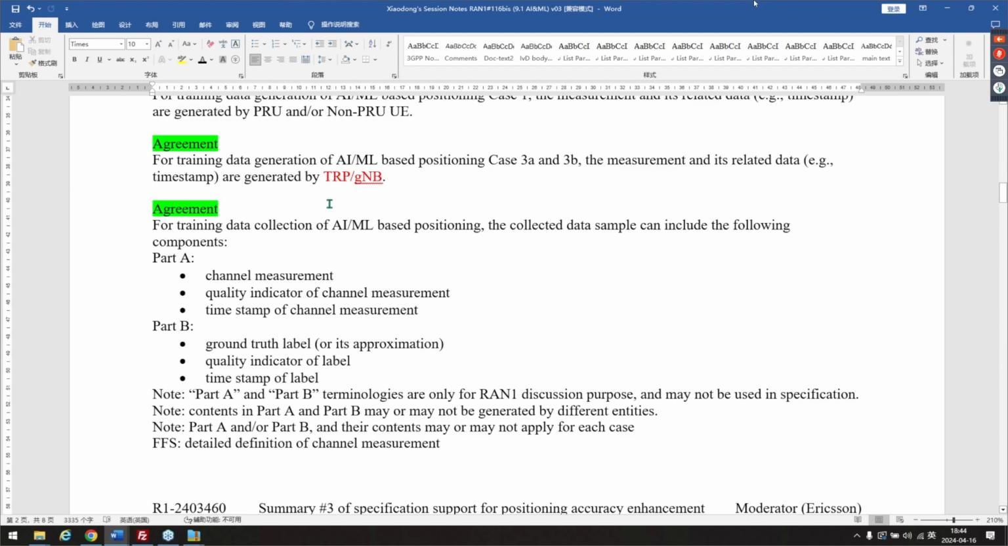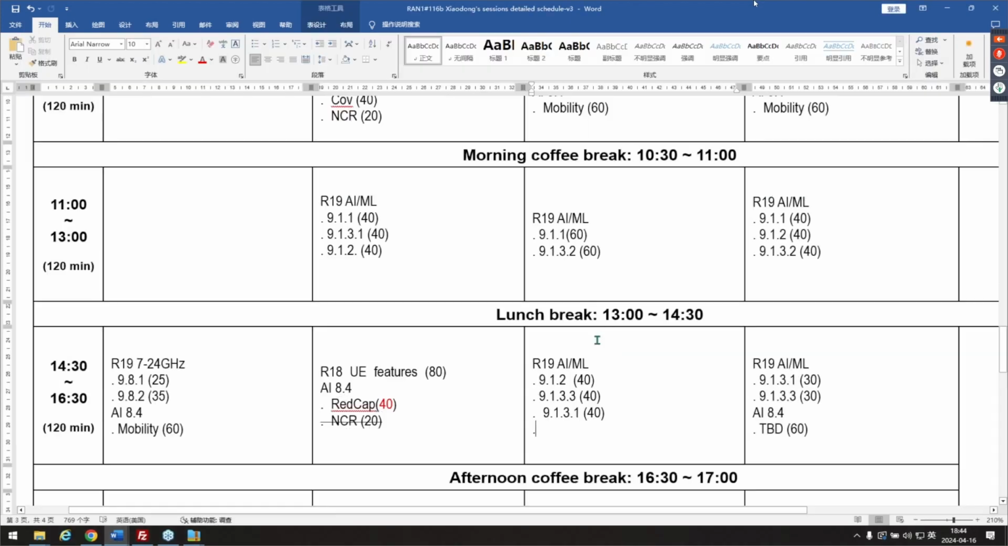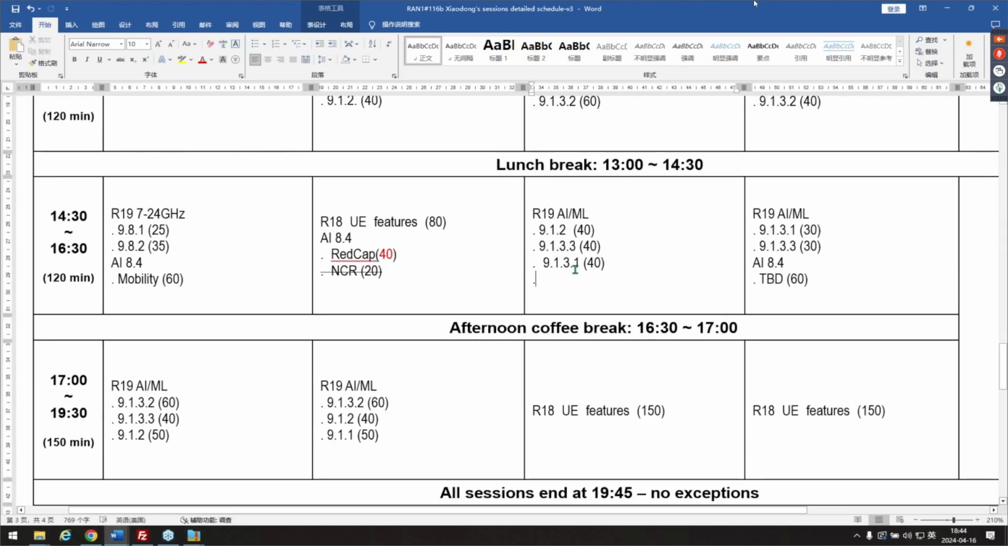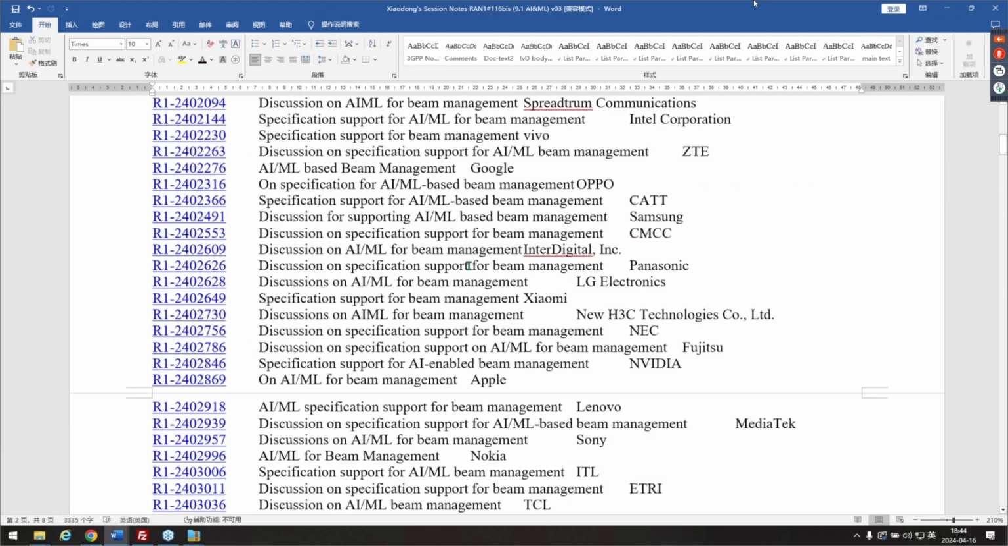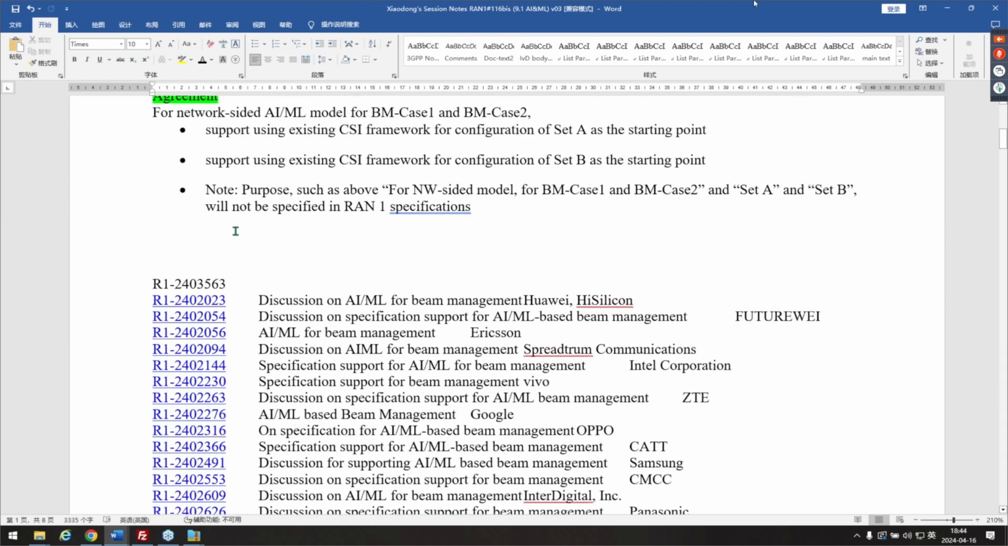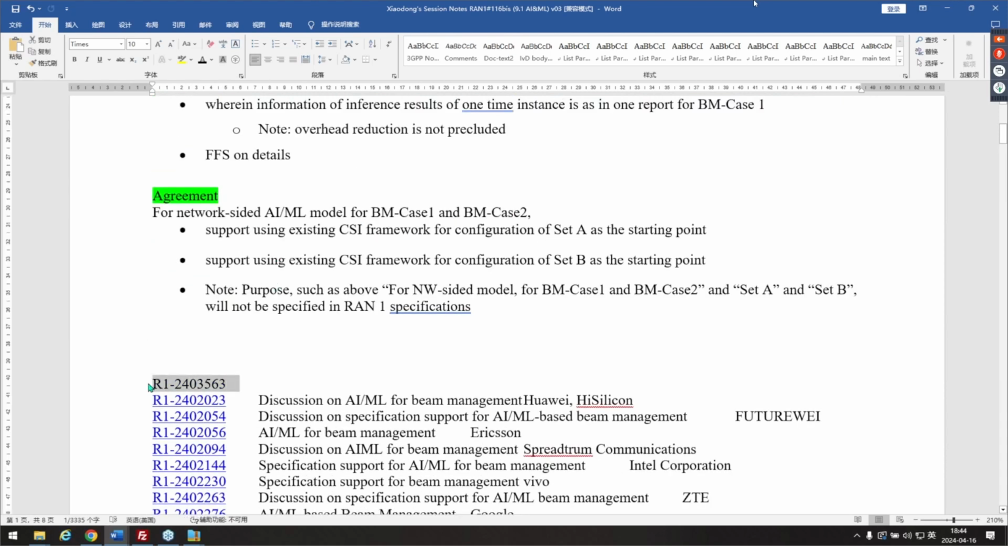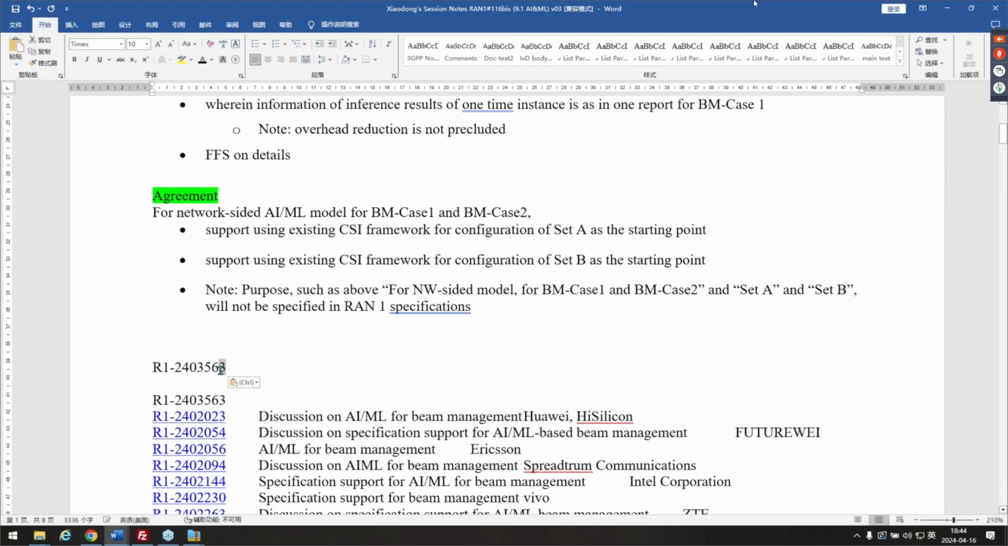Okay, let's move to the last agenda. It should be Feifei, right? So the TDL number is 3568.